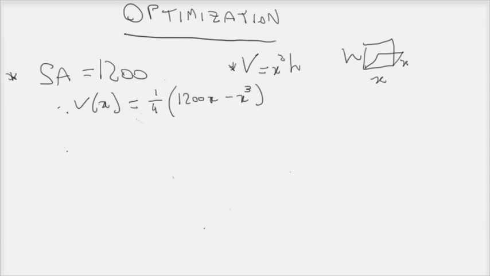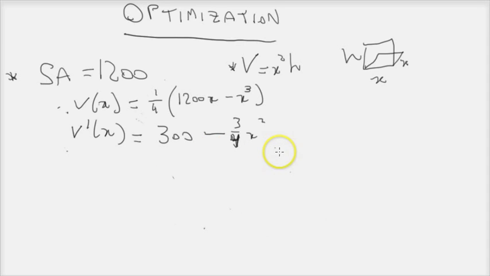Now, first step, take the derivative, so that would be v prime of x, and so this is all with respect to x, so this is nice and easy to solve. We bring this 1/4 in here, we get 300, and so the derivative of that would be 300, because 1200 divided by 4 is 300, minus, so that would be 1/4, so we bring the 3 down, that would make it 3/4 x squared.